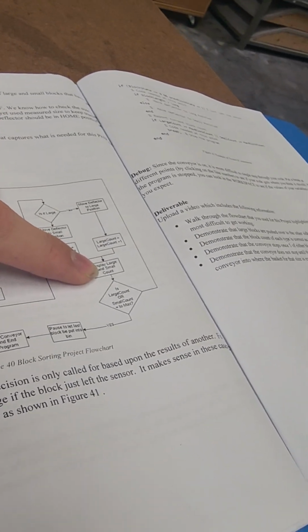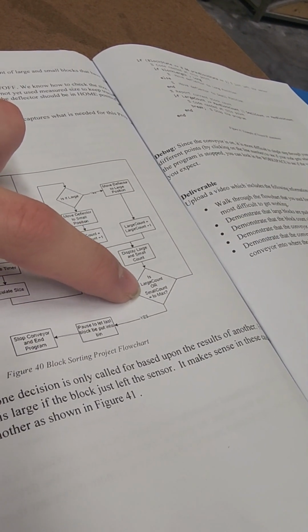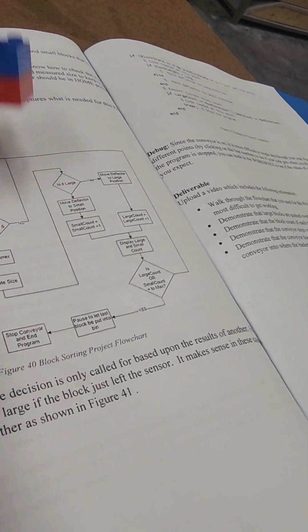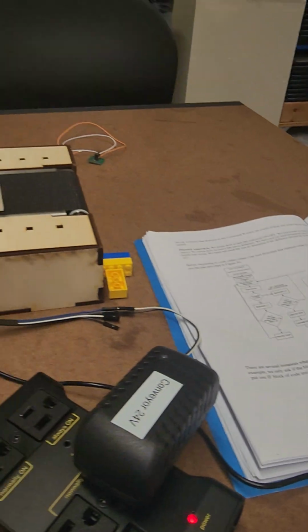Then it will display the large and the small count, and then if it is at 5 blocks, it will wait until the last block falls off the end, and then stop the conveyor and end the program.